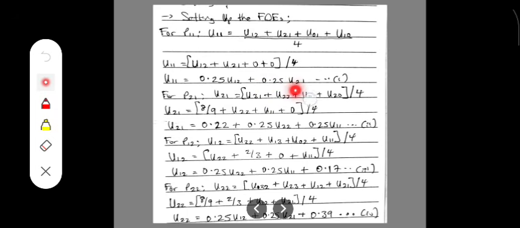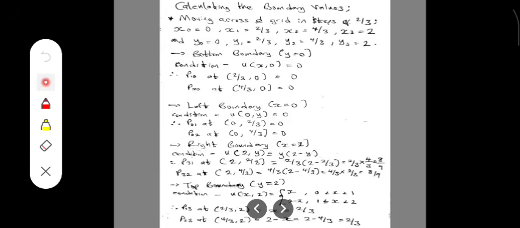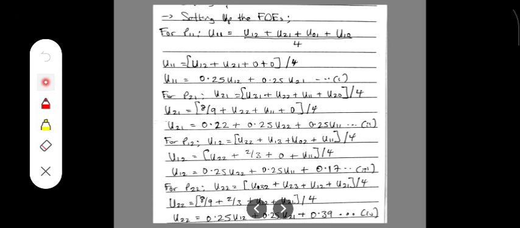That's equation 1. So for equation 2, we do the same thing for node u21. Where is u21? This is u21. So it is equal to u31 plus u11 plus u20 plus u22, all divided by 4. Where is it? This is it.